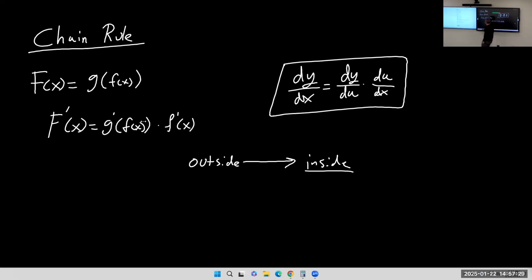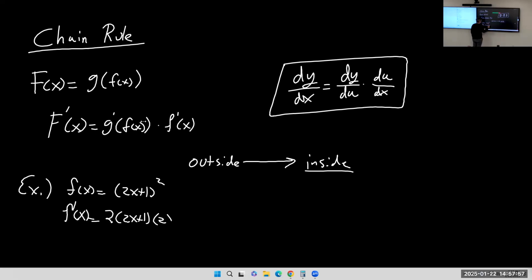Let's do a really easy example. f of x equals (2x plus 1) squared. We don't even need the chain rule to be able to do this, so let's do an easy one so we understand how to do it. You can take the derivative of the outside times the derivative of the inside. Outside and the inside. It's the basic.